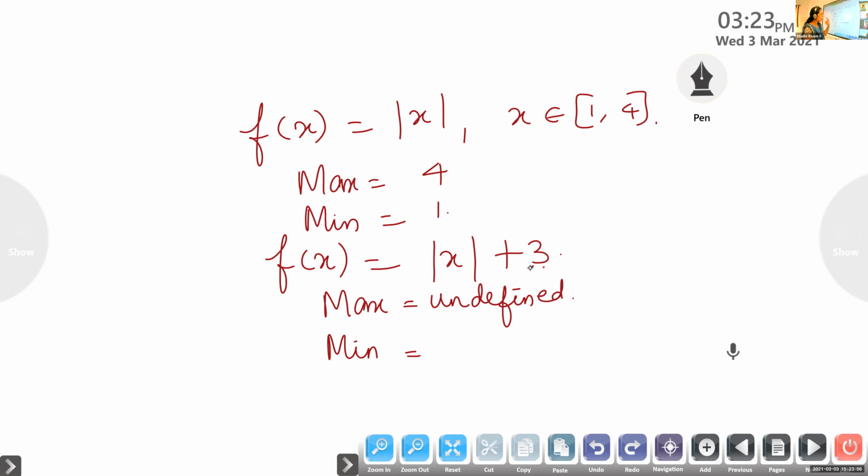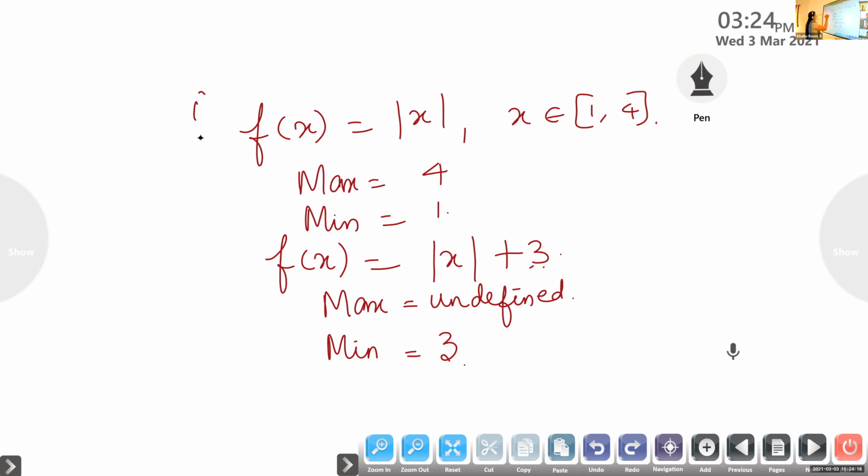But what is the minimum value of modulus x? Modulus x minimum value is 0. So 0 plus 3, minimum value will be 3. Yes, correct, Shubham.